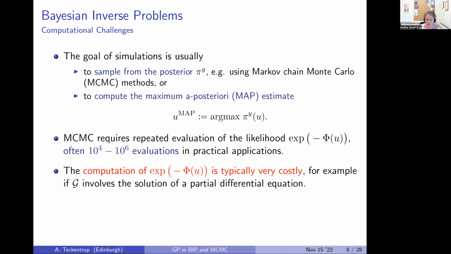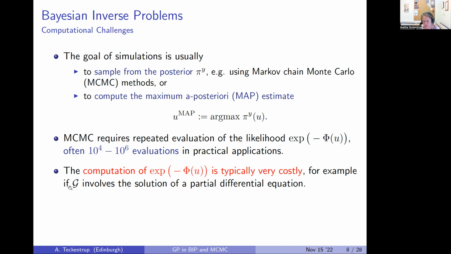If you, for example, think of sampling with Markov chain Monte Carlo, what you have to do is repeatedly evaluate the data likelihood. So you have to evaluate the data likelihood, exponential of minus phi of u, for many different values of u. You might have to evaluate it for tens of thousands or even millions of different values of the parameters u. And if you then have a model where that is very expensive to do, that becomes computationally infeasible. Right?